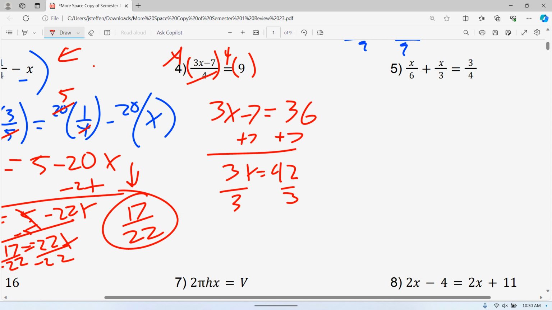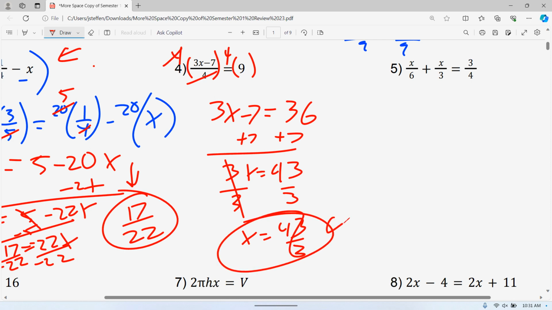$42. Excuse me. 3, can't do anything else with that. If you want to put a decimal, you can, but I would just leave it. Whoa, that's crazy. I would just leave it as 43 divided by 3.